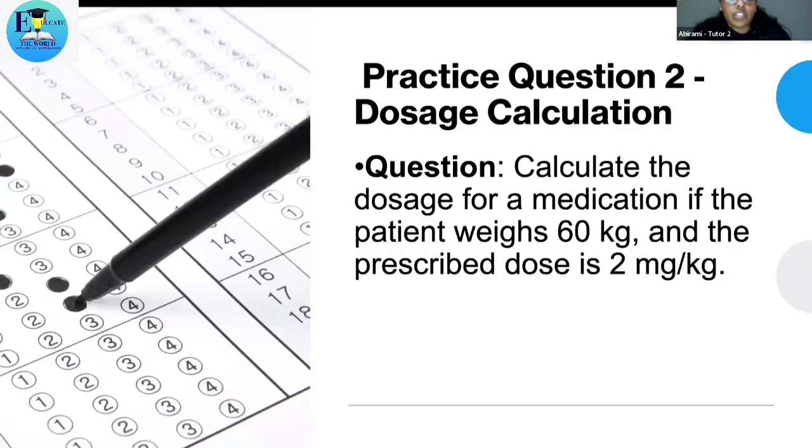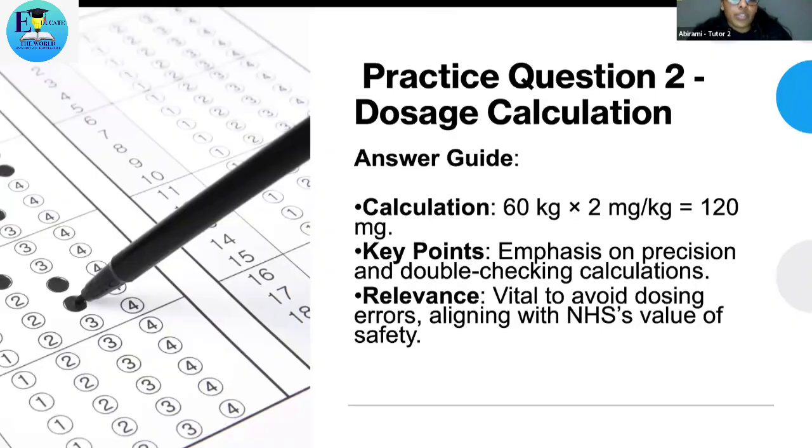Perfect. So the next question is dosage calculations. I think Abhishek had a slide on equations, so just learn it. So for example, calculate the dosage for a medication if the patient weighs 60 kilograms and the prescribed dose is 2 mg per kg. So quite a simple calculation and one that does come up quite often. So if we just go to the next slide.